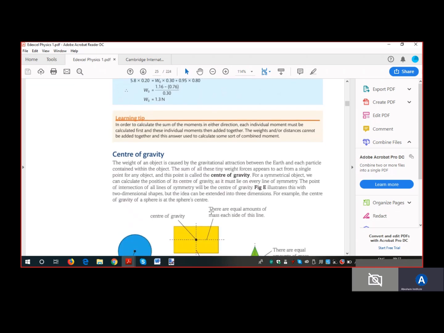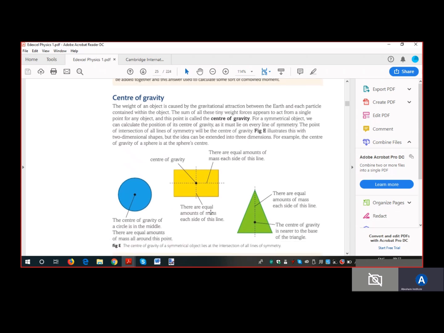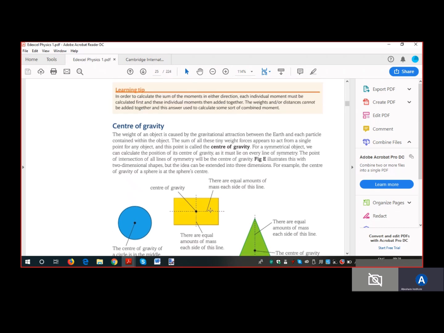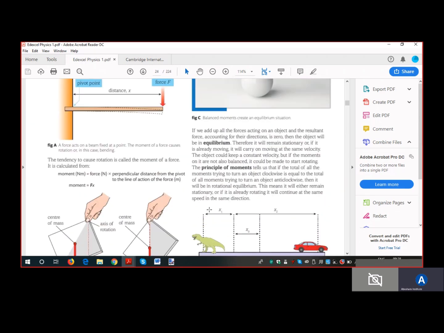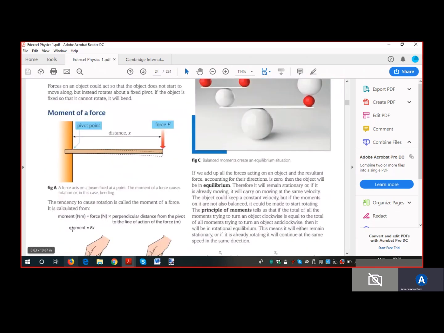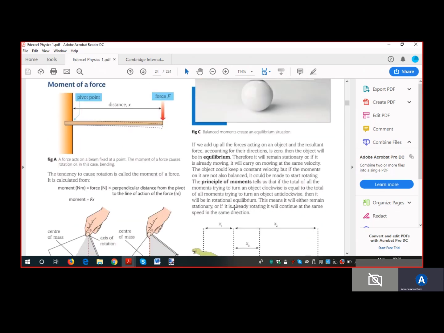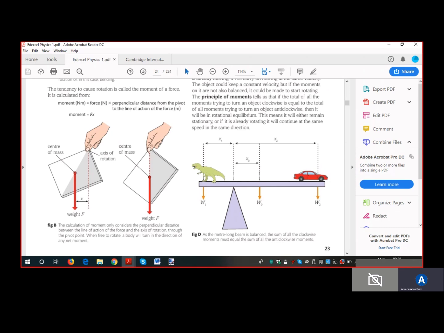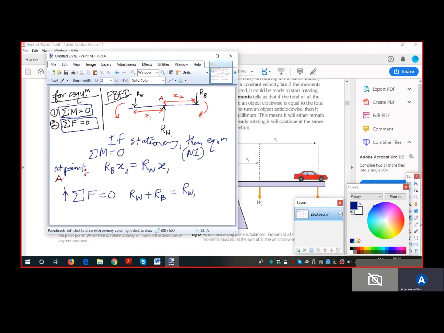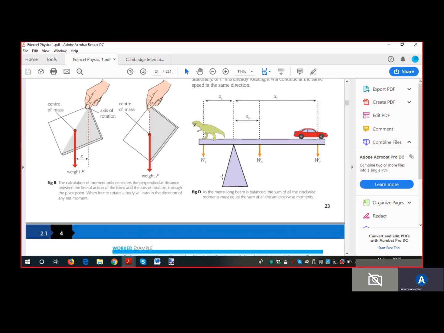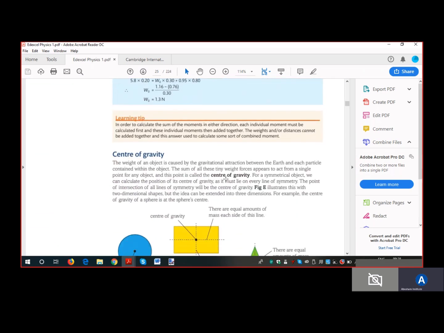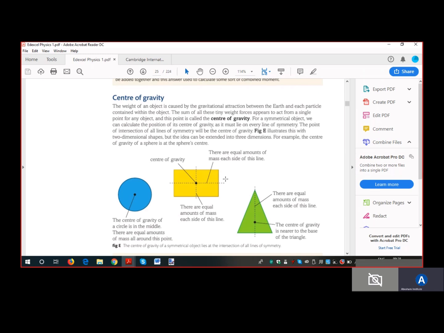Okay, then center of gravity. Again, you should know the definition of center of gravity. In the exam papers they can ask you to write it down. The definitions you should know are moment of a force, the definition of moment. Then what the principle of moments is, they can ask you to write this down. And the conditions for equilibrium, like what I wrote here, the two conditions for equilibrium. And they can also ask you to define center of gravity.